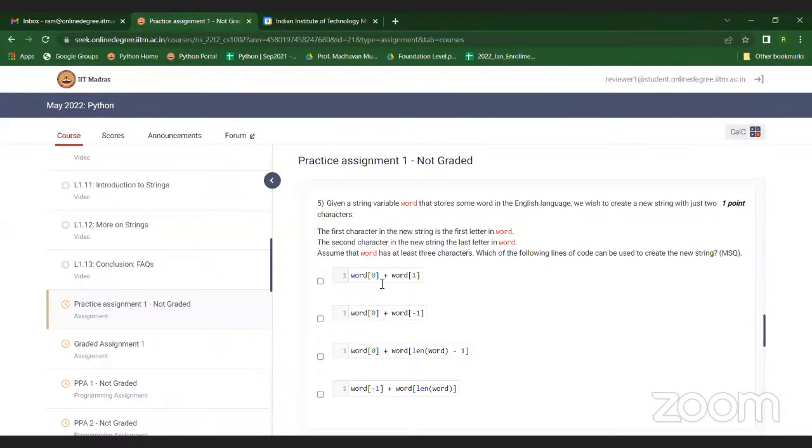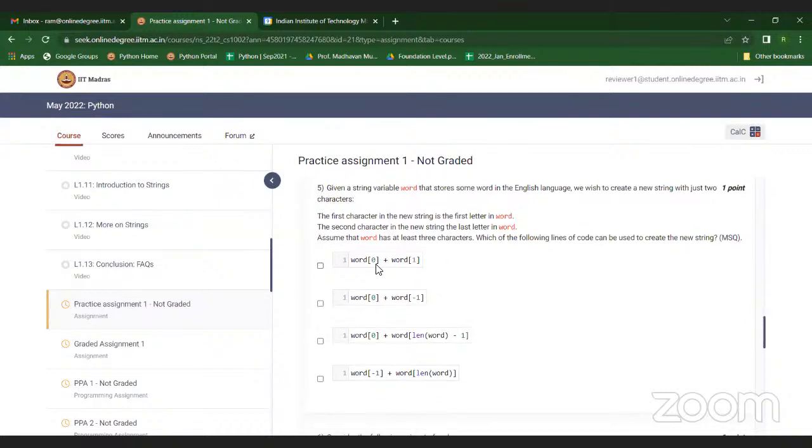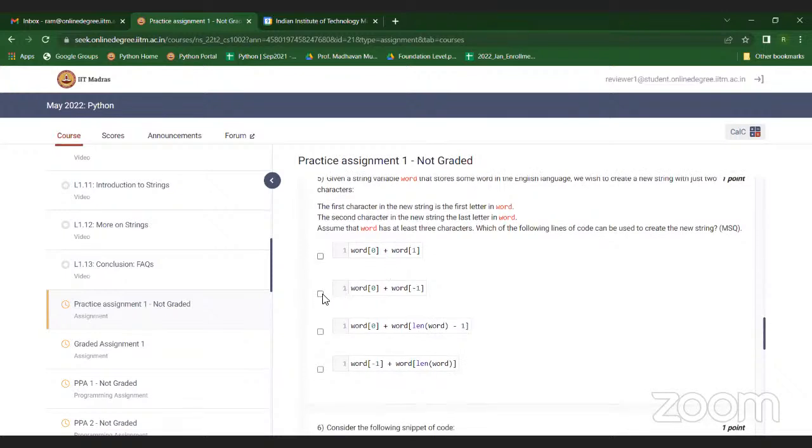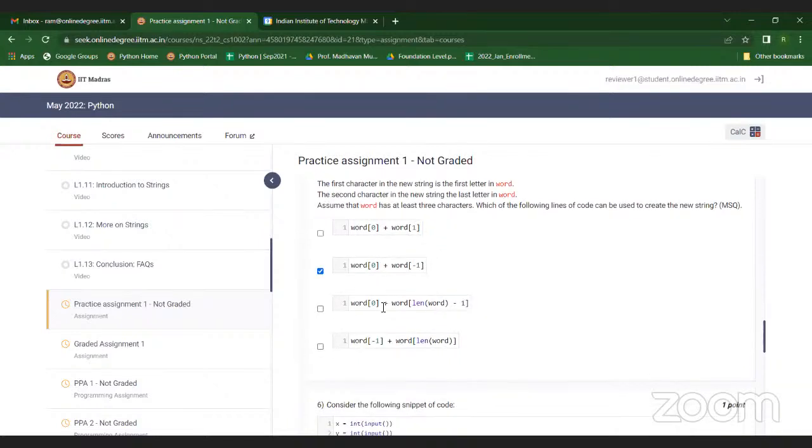Word of 0 plus word of 1 is not correct because we are just taking the first 2 letters of the word, not the first and last. Word of 0 plus word of minus 1, that is correct. Word of 0 plus word of length of word minus 1, that is also correct.